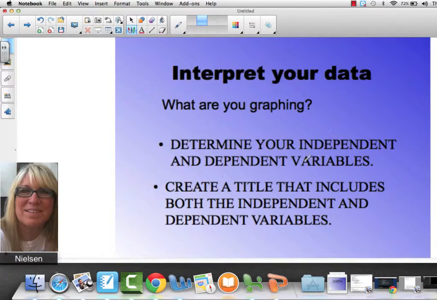The first thing that you need to do is determine your independent and your dependent variables. And you need to create a title that includes both the independent and dependent variable. Well, we've been doing that with our matrices. We have been creating a title for our matrix that includes the independent and dependent variable in some type of population. So you're going to basically do the same thing.